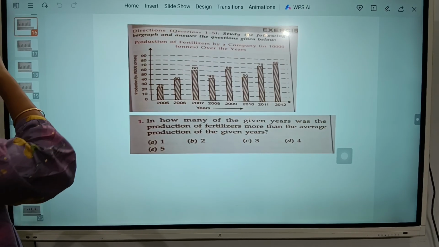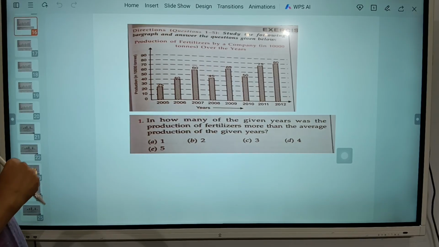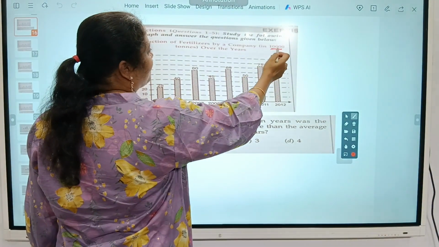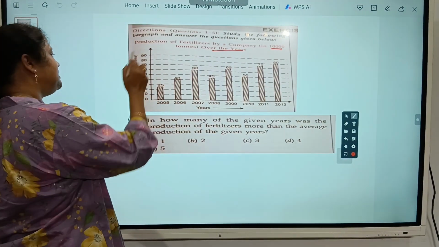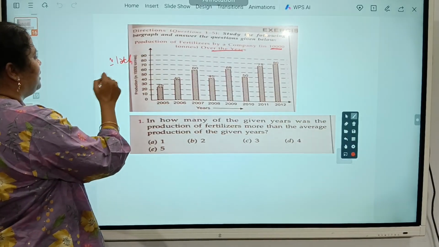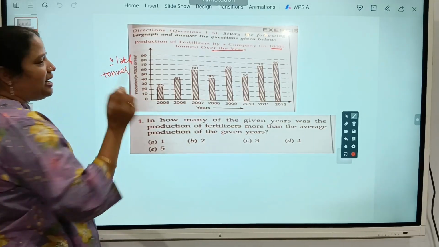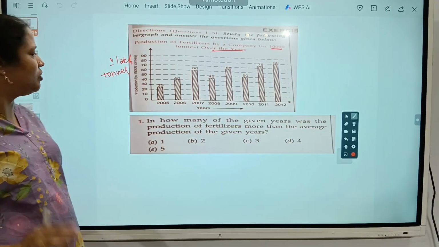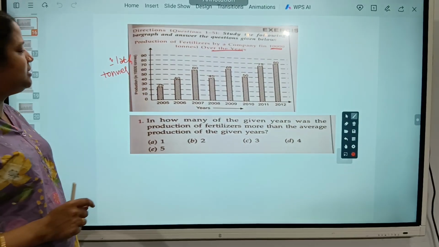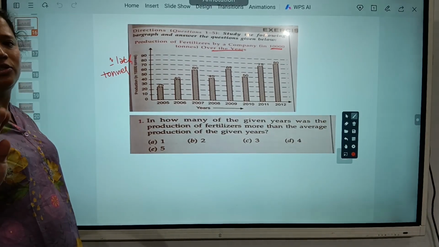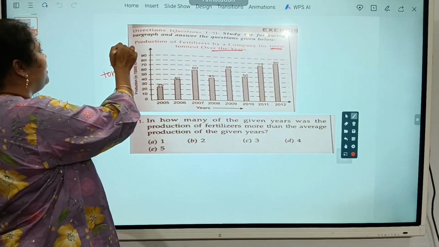Sorry, fourth graph, I think, of this session. That is production of fertilizers by a company in 1 lakh tons over the years. This is given in 1 lakh tons value. 1 lakh tons: 10 means 10 lakh tons, 20 means 20 lakh tons, multiply this value with 1 lakh tons. 30 means 30 lakh tons, 25 means 25 lakh tons. Like that you have to calculate. If you do wrongly, then the answer will also be wrong. So take the measurement properly in graphs.